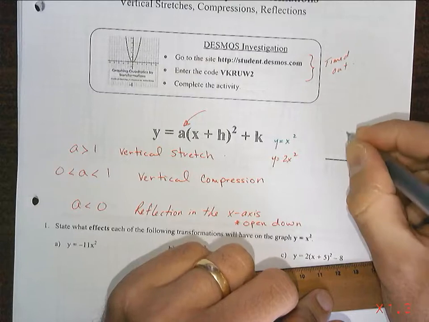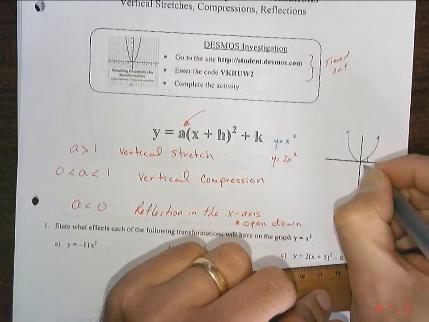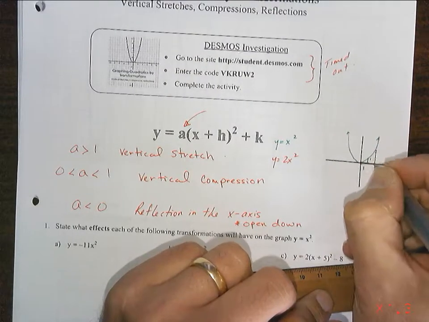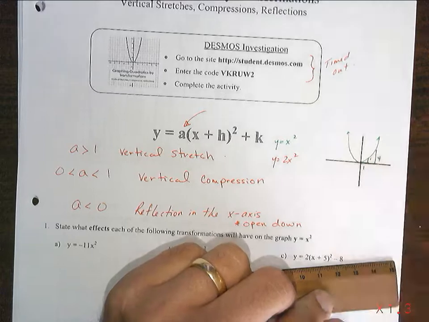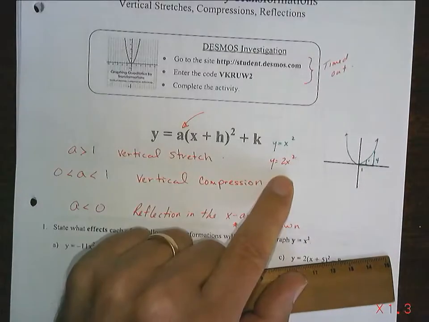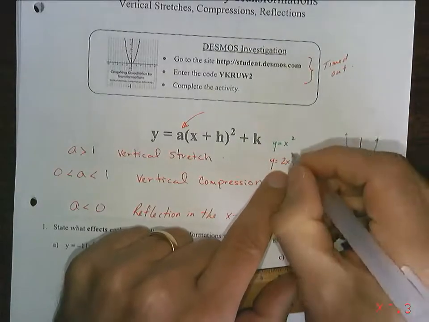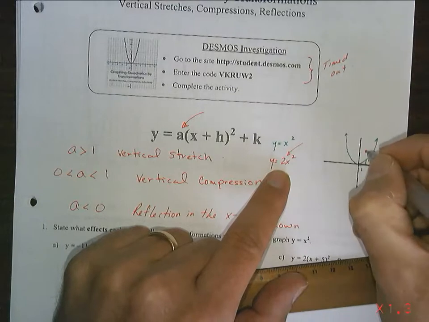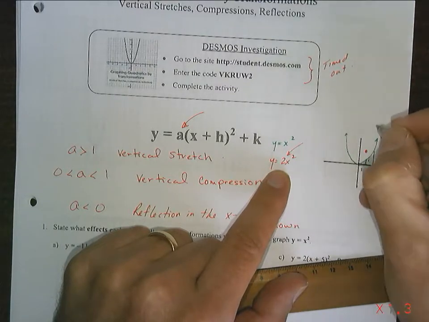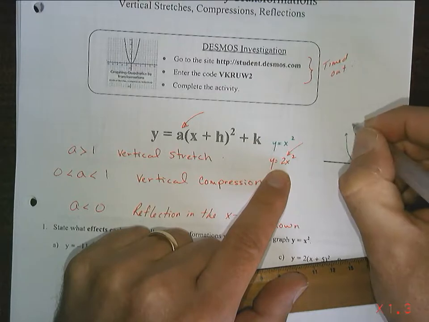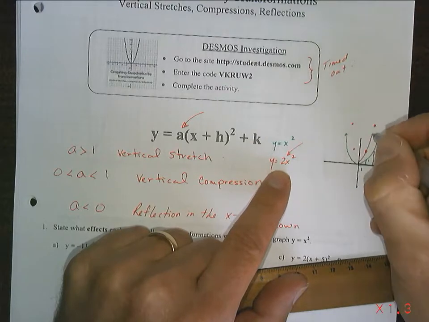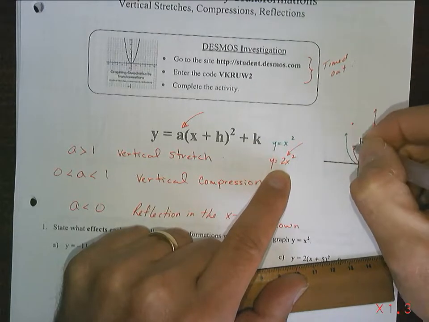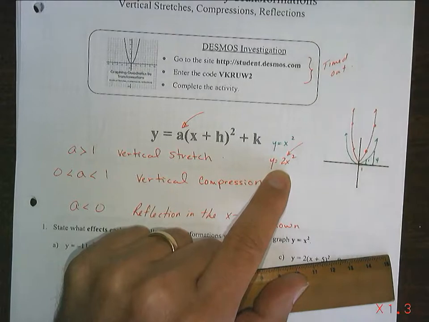has a step pattern of over 1, up 1, over 2, up 4, over 3, up 9, and the new step pattern has a multiple of 2, so it's over 1, up 2, over 2, up 8, and what's actually happening, ladies and gentlemen, is we are vertically stretching all of those points.